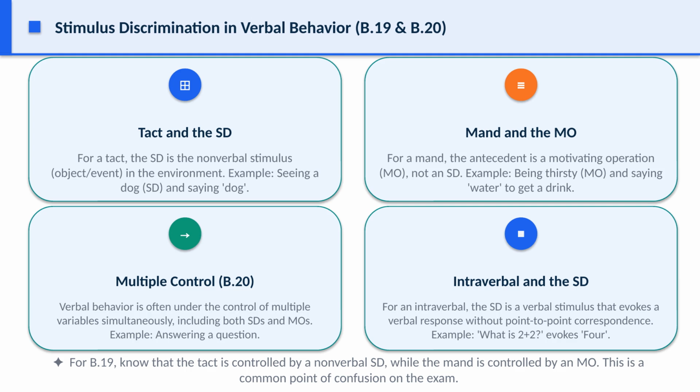Often, both SDs and MOs converge, like when answering a question involves both the verbal SD and the MO to provide information. Finally, intraverbals rely on a verbal SD without point-to-point correspondence, like, what's 2 plus 2? Evoking for. On the exam, you'll need to identify which antecedent controls which operant.